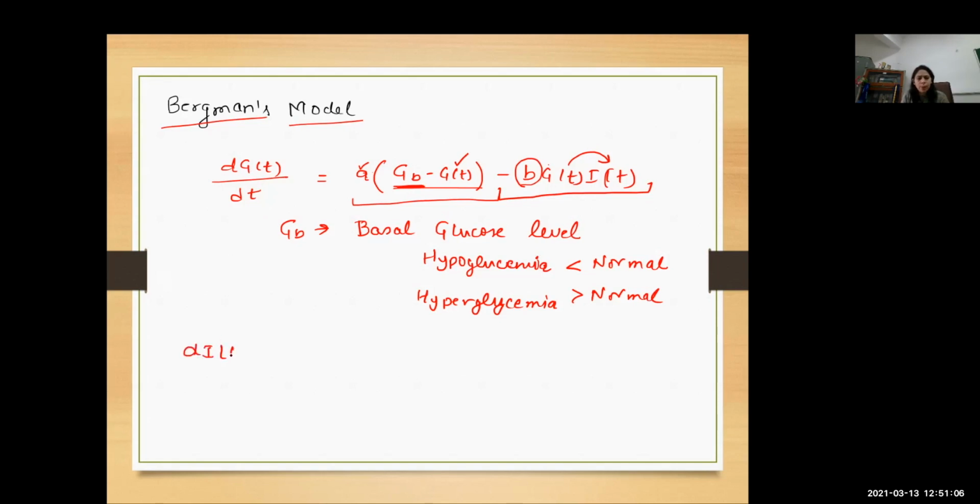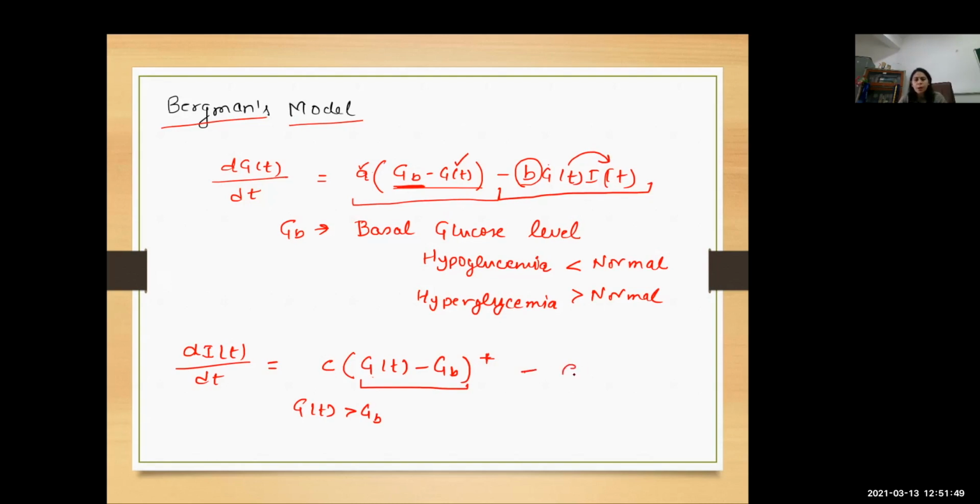Then similarly, let us try to write down the equation for insulin level. There will be a release of insulin in the body when G(t) is greater than GB. That is, when G(t) is greater than GB, this term is positive, otherwise not. We are all mathematicians, so we know what this plus sign indicates: it is positive only when G(t) is greater than GB. Only then will insulin production be triggered by the cells of the pancreas.